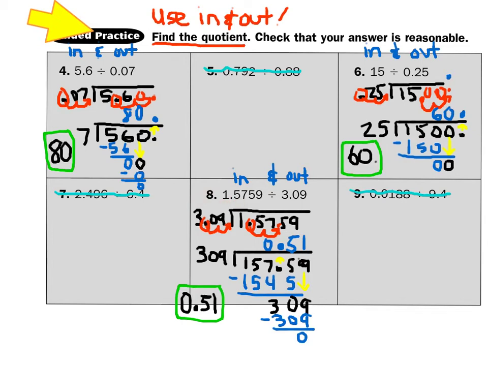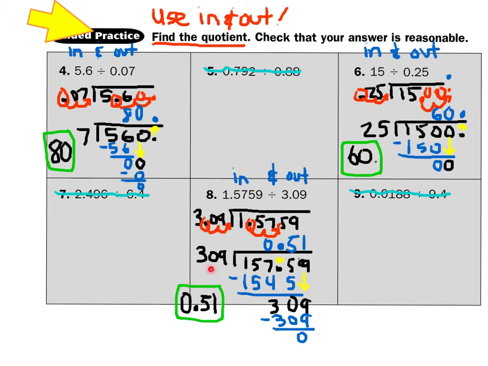I have 1.5759 divided by 3.09. And again, use the in and out trick. So draw your division house, put the 1.5759 on the inside, and put the 3.09 on the outside. Grab your red pen, circle that decimal, and move it 2 places to the right. Whatever you do on the outside, you have to match on the inside. So grab the decimal with your red and drag it 2 spots to the right.